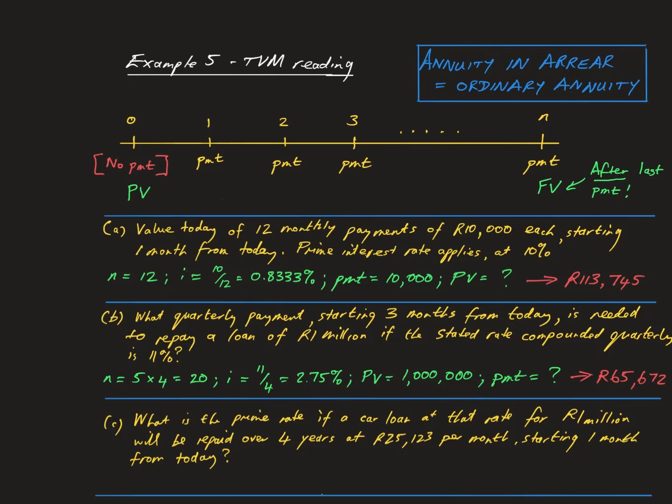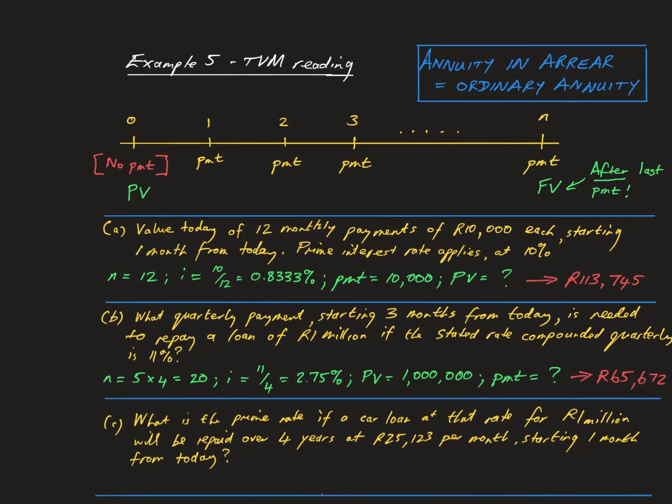Moving on to the final part of example 5, which asks us to calculate the rate. We have a requirement here to do a 2-step process. That is because the TVM calculations provide us with and use the periodic rate, not the annual rate. And in this case, we are dealing with a per month rate.